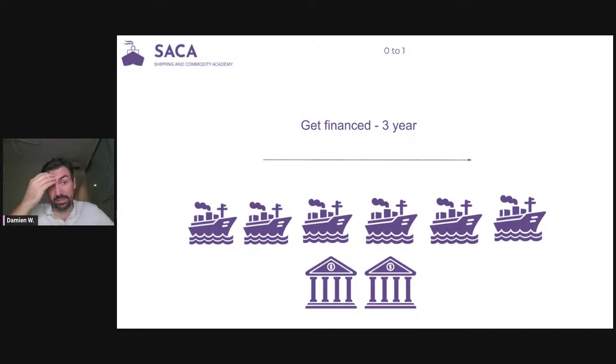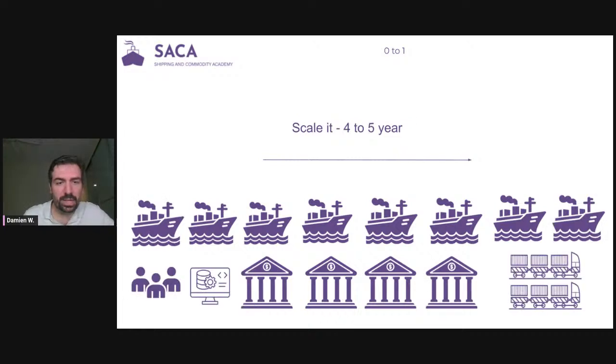If you're thinking, oh Damien, it's so difficult to find finance, it's because you haven't done anything. Usually it's very easy to get finance when you've done something. If you haven't, it's tougher. And then year 4 to 5, this is when you need to hire a real team, put some processes and software in place, and have people who take care of the bank, optimize the logistics, and maybe see if you can find some asset-based financing.